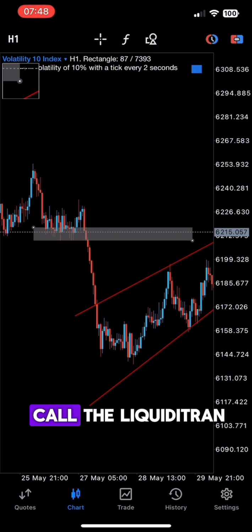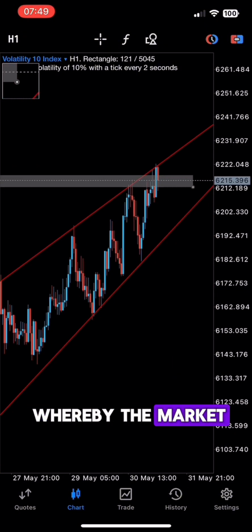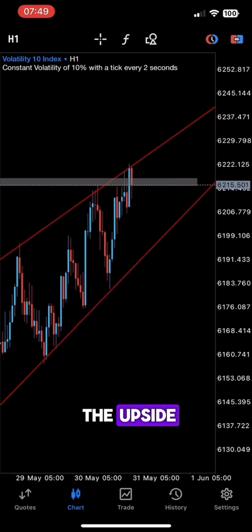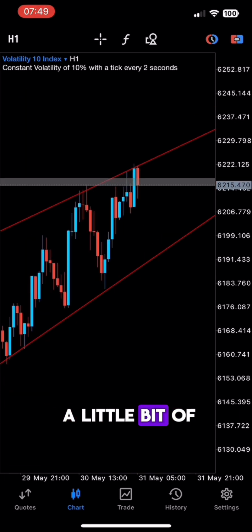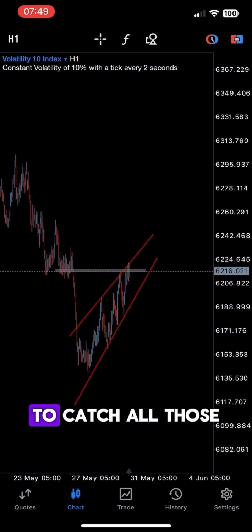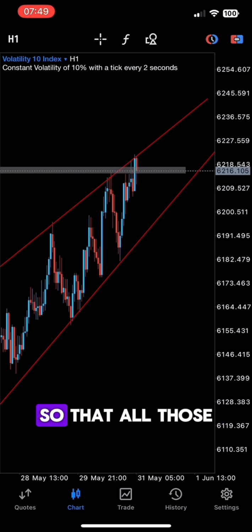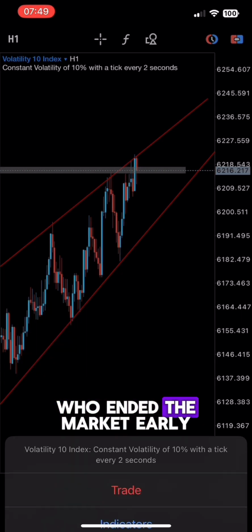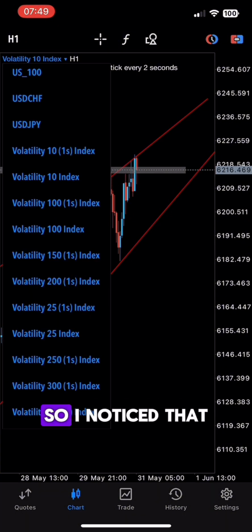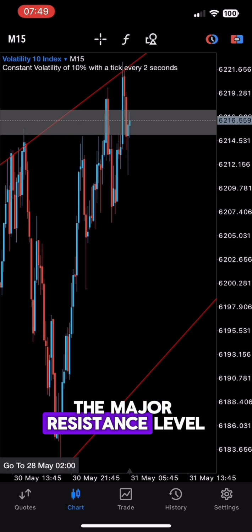There was what we call a liquidity run. This liquidity run is whereby the market tries to break to the upside, and then it does a little bit of a fake out, and then it comes back into the market. This is done to catch all those early sellers, so that all those who enter the market early will be trapped. I noticed that the market had crossed the major resistance level.